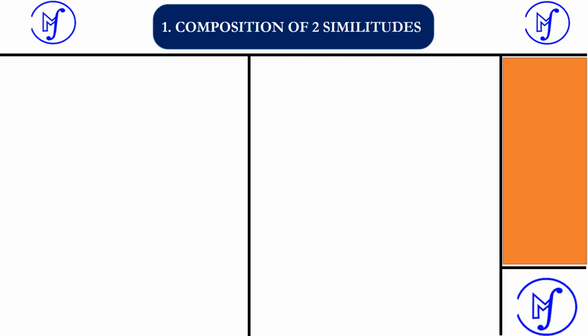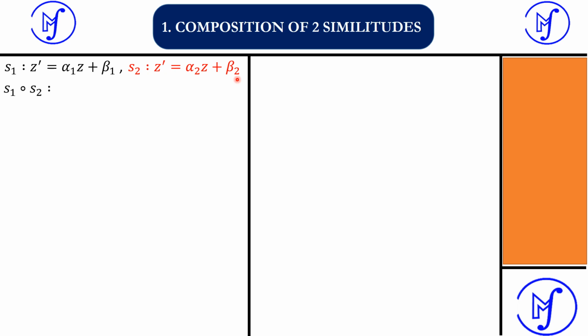Okay, so we begin with the first key aspect, which is the composition of two similitudes. In video one we saw how we can represent similitudes on a complex plane. So I'm going to consider two separate similitudes. The first one, I'm going to call it S1, which is z prime equal to alpha 1 z plus beta 1, where alpha 1 and beta 1 are complex numbers, and S2 is z prime equal to alpha 2 z plus beta 2, where alpha 2 and beta 2 are complex numbers as well.